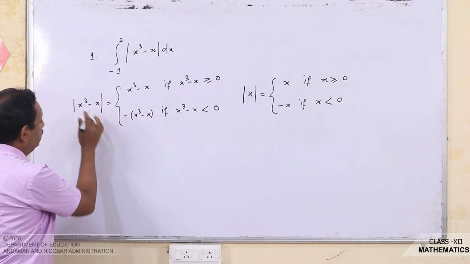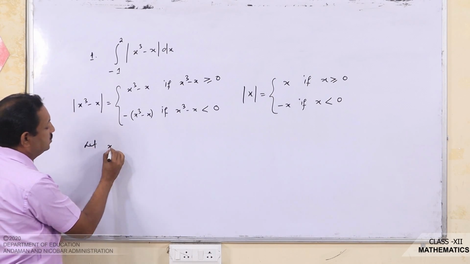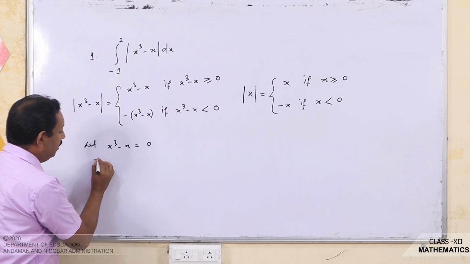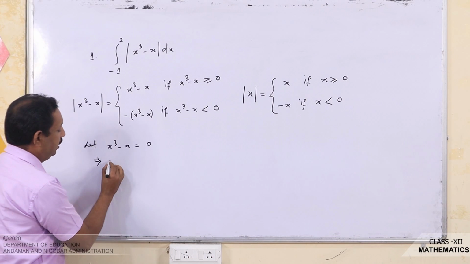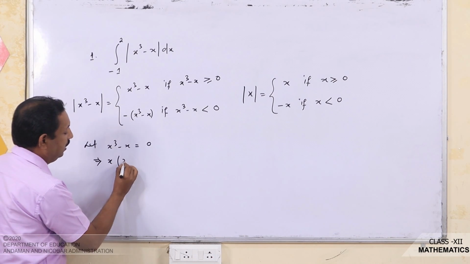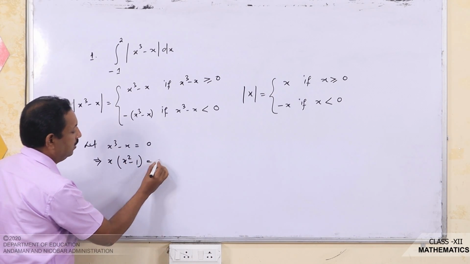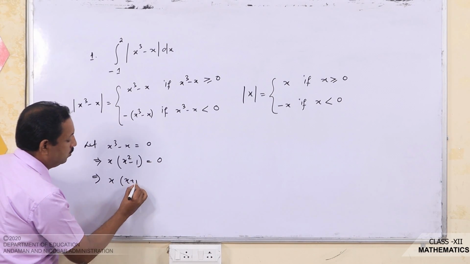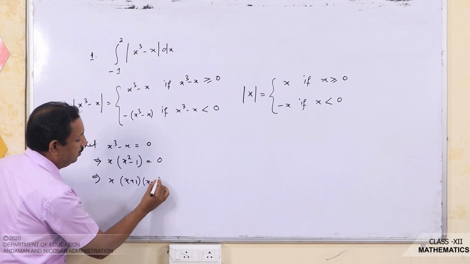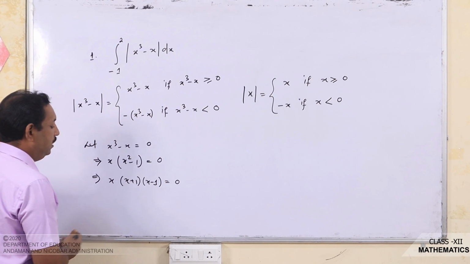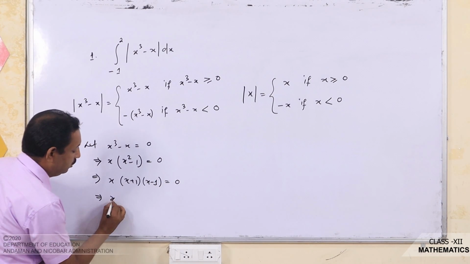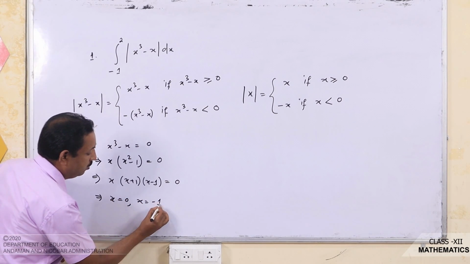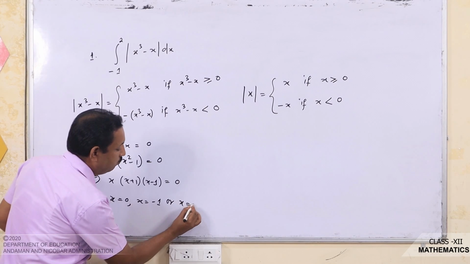So, let us assume x cube minus x equal to 0. Then what can we do? We can take x common, and x square minus 1 will be there, which implies x into x plus 1 into x minus 1 is equal to 0. This means x equal to 0, or x equal to minus 1, or x equal to 1.